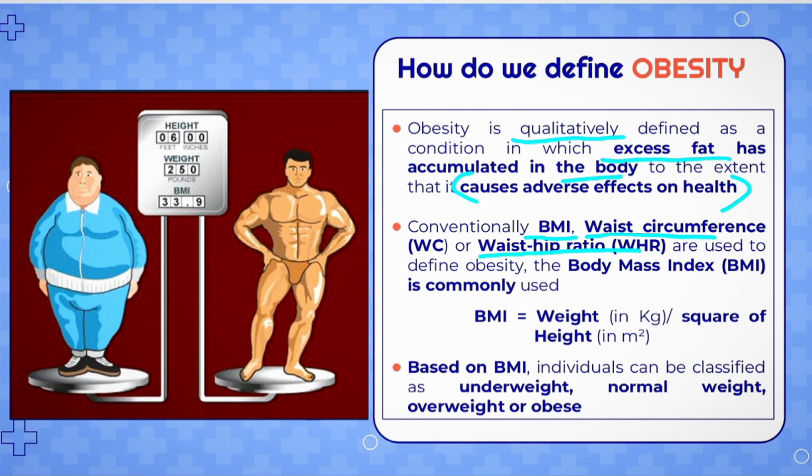However, the body mass index, BMI, is the one commonly used among all these three, and BMI can be calculated by the formula: weight in kg divided by height in meters squared. Based on the BMI, individuals can be classified as underweight, normal weight, overweight or obese.